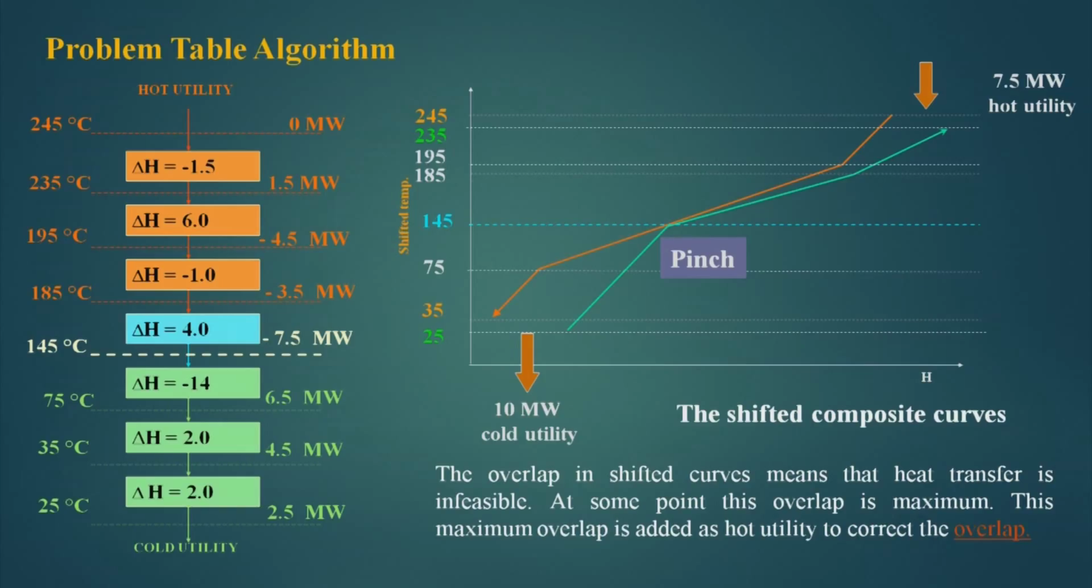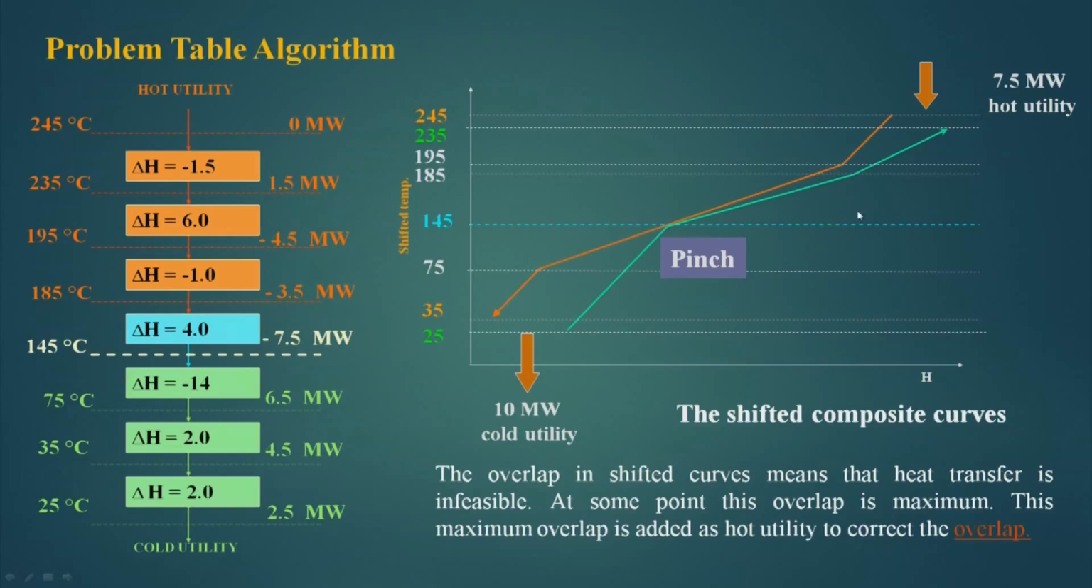So, even if they join at a point, the actual temperature difference at that point is delta T minimum. Even if these two composite curves, which are shifted temperature versus delta H, are touching at the pinch point, there will be a heat transfer at this point. Now, it shows that when it transfers horizontally, a gap is generated between these two, and this gap is 7.5 megawatt of hot utility, and similarly it shows that it needs 10 megawatt of cold utility.